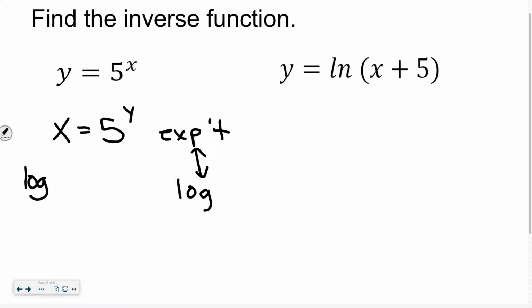I'm good. What is the base for your log? Base 5, because it's whatever the base to the exponent is, right? Now, what comes after log base 5? What are you taking the log of? Well, the answer to the log has to be what? An exponent. What's your exponent? Y. So what are you taking log base 5 of? X.